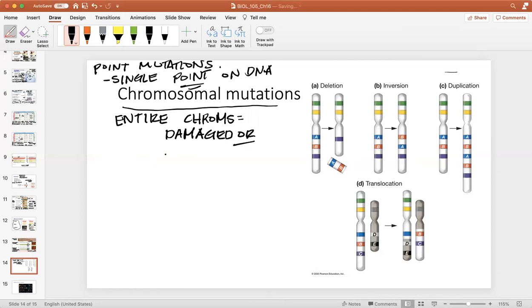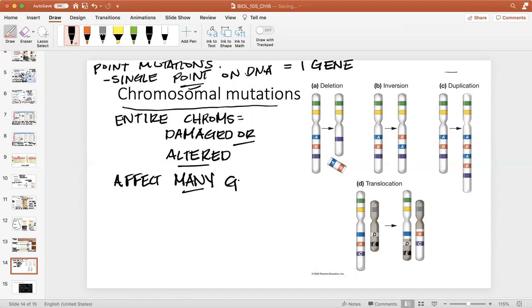And remember that a single chromosome contains lots and lots of genes. So when we talk about point mutations, they are only going to affect at most one gene, right? Because they occur at one spot on the DNA. But a chromosomal mutation can affect many genes because chromosomes have tons of genes on them, don't they?